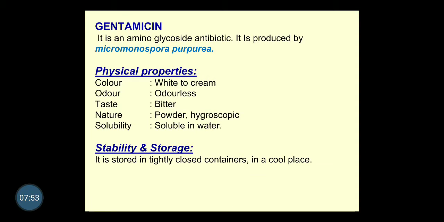Next, gentamicin. There are three examples amongst the aminoglycoside types of antibiotics. The first one was streptomycin, the second was neomycin, and the third, which we are going to deal with, is gentamicin. It is again an aminoglycoside type of antibiotic, produced by Micromonospora purpurea. This is the microorganism which produces gentamicin by the fermentation process. So this is the microbiological source of gentamicin.